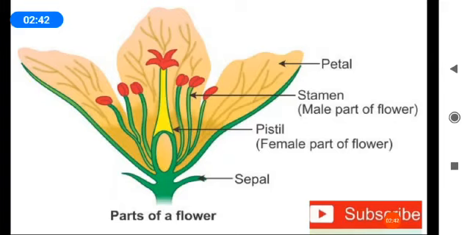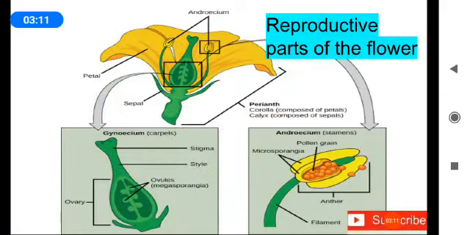Petals are the brightly colored parts of the flowers. These petals attract the insects for pollination. Then stamen is the male reproductive part of the flower. Pistil is the female reproductive part of the flower. So we are going to see stamen and pistil and their importance. Stamen and pistil are the reproductive parts of the flowers.